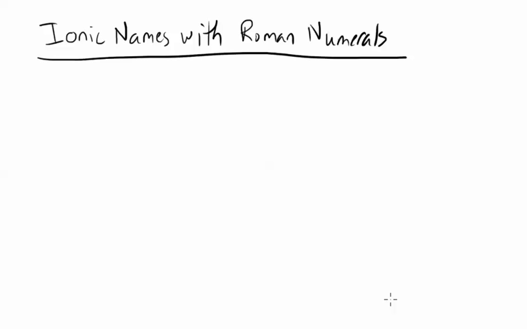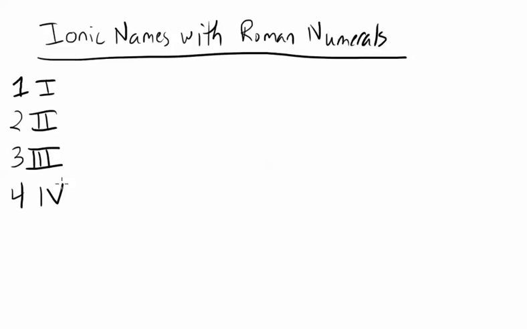Welcome to ionic names with Roman numerals. Remember, let's go over some Roman numerals here first. So 1 looks like an I, 2 looks like a double I, 3 is a triple I. Remember, there's no I in team.